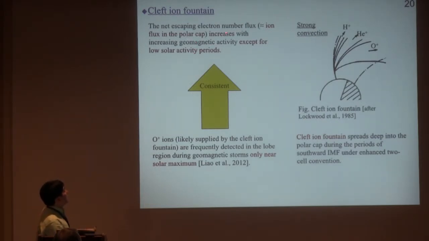The net escaping electron number flux increases with increasing geomagnetic activity except for low solar activity periods. Oxygen ion observations by the Cluster spacecraft indicate that oxygen ions, likely supplied by the cleft ion fountain, are frequently detected in the lobe region during geomagnetic storms. But near the solar minimum, the detection frequency is small. This is consistent with our photoelectron measurements.